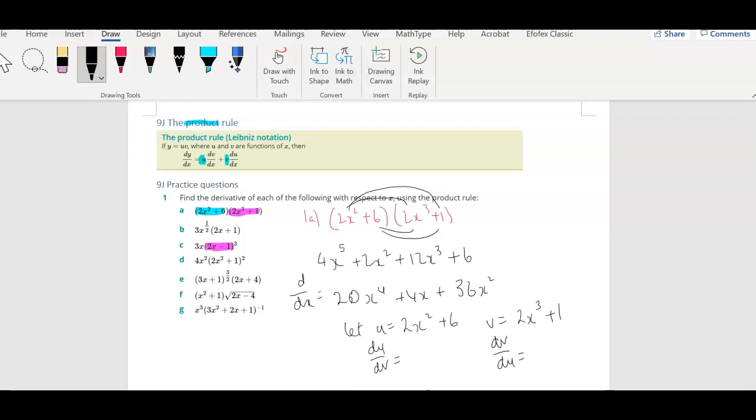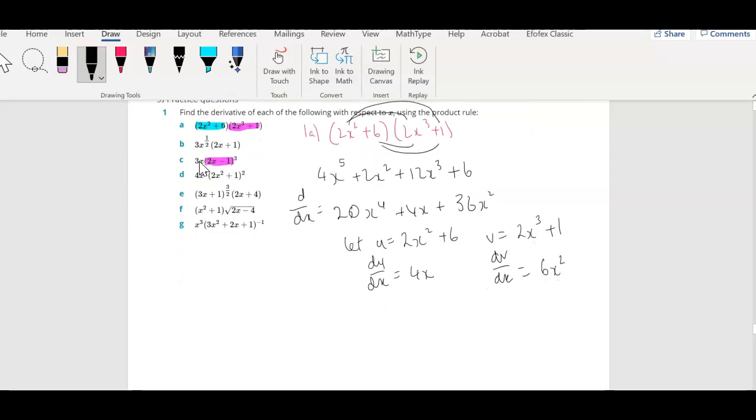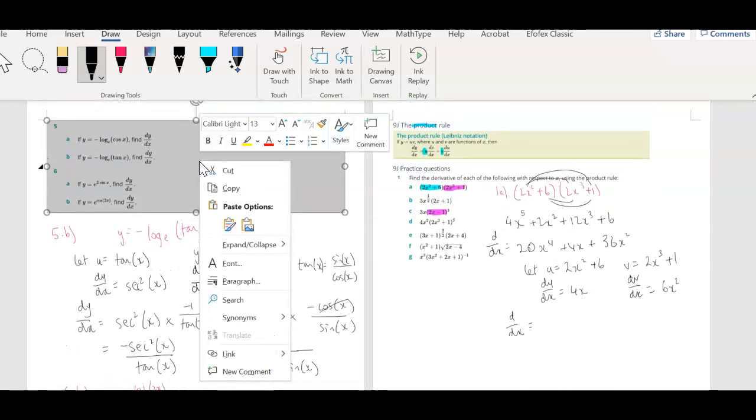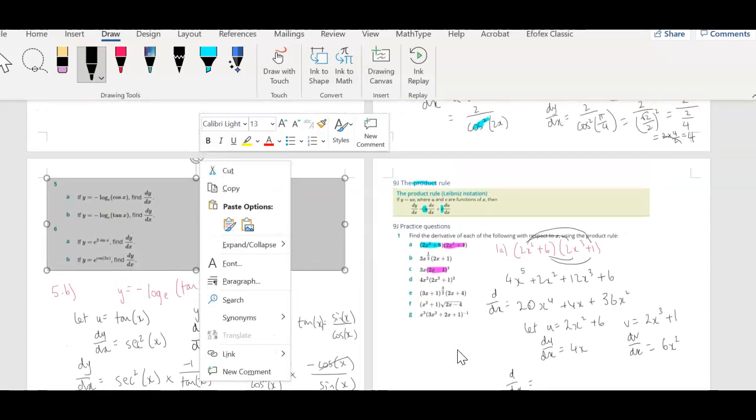Now make sure your v's and your u's don't look the same. Not div, oh my gosh, what am I doing? du dx and dv dx. There we go. Silly me. So we've got 4x for du dx, and then dv dx becomes 6x squared. So using the product rule, we're going to substitute all this in. So d dx. The first part of the product rule, I'll make that a bit smaller so we can actually see it. Sorry.